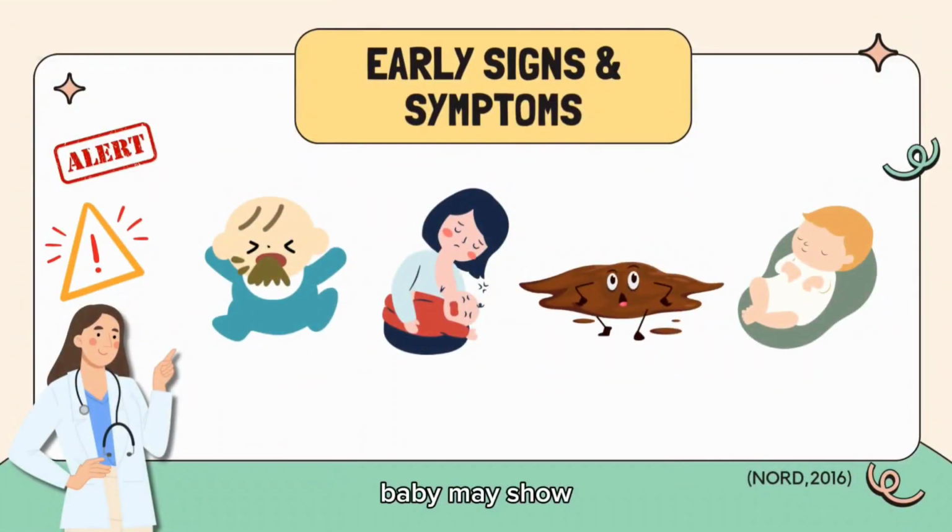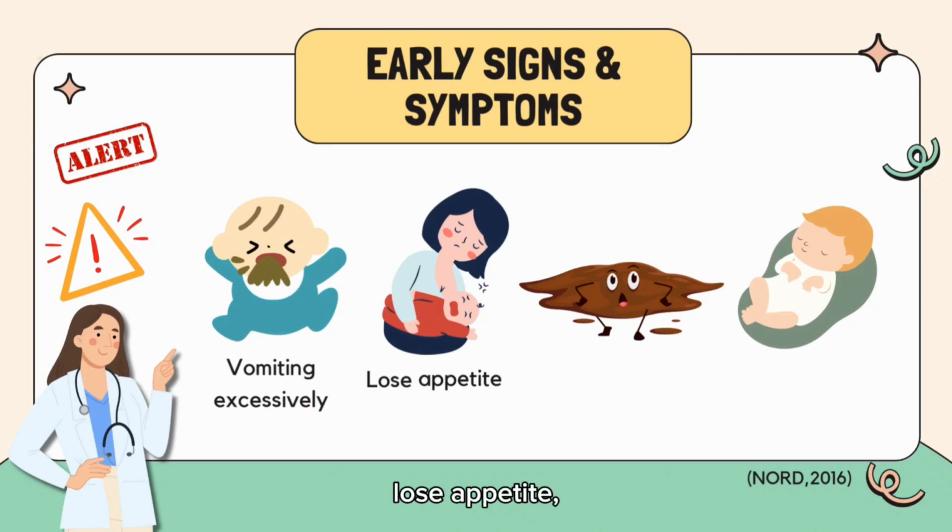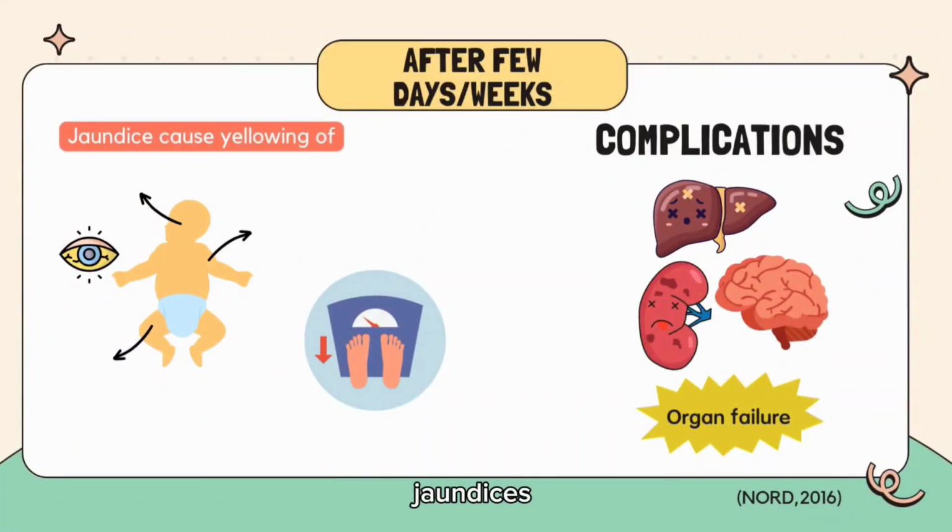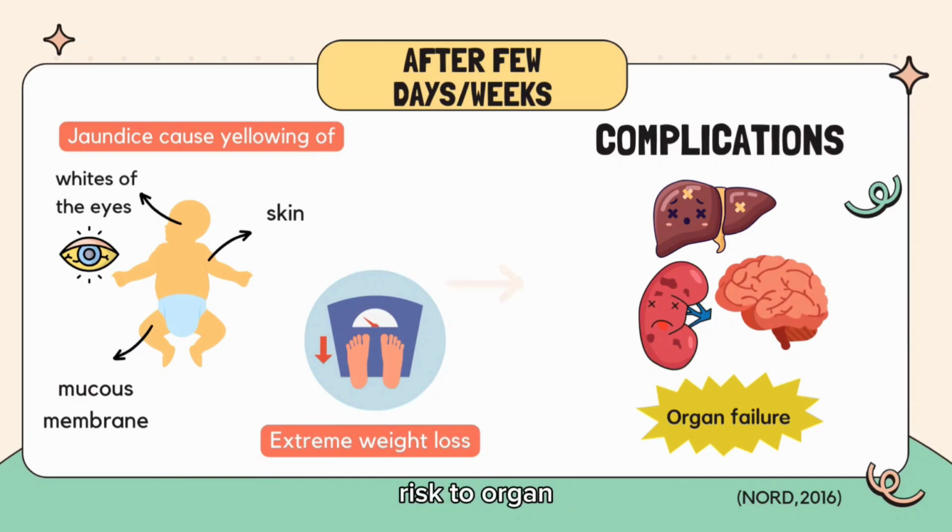A galactosemic baby may show early signs and symptoms such as vomiting excessively, loss of appetite, diarrhea, and lethargy. If untreated, the baby may develop jaundice, such as yellowing of the skin and whites of the eyes, extreme weight loss, and risk of organ failure.